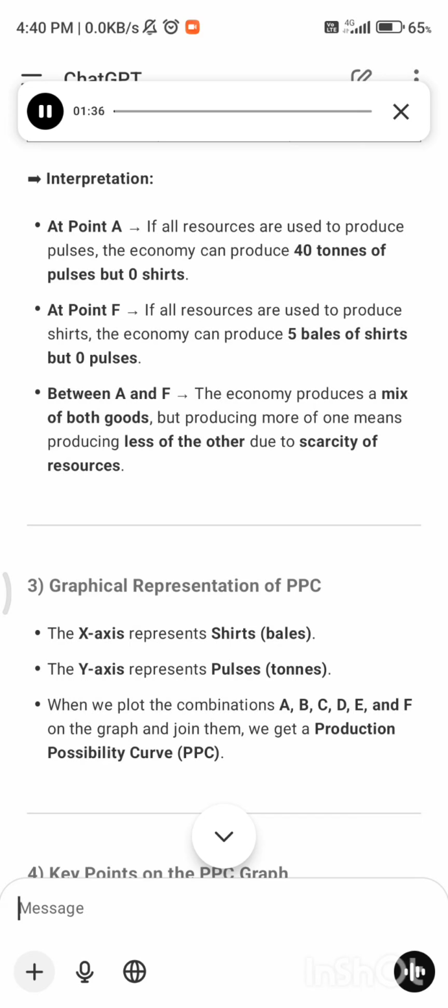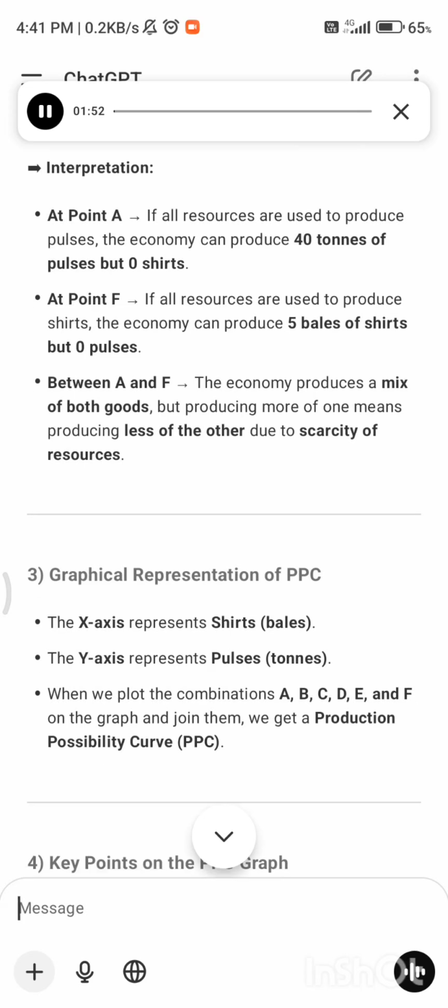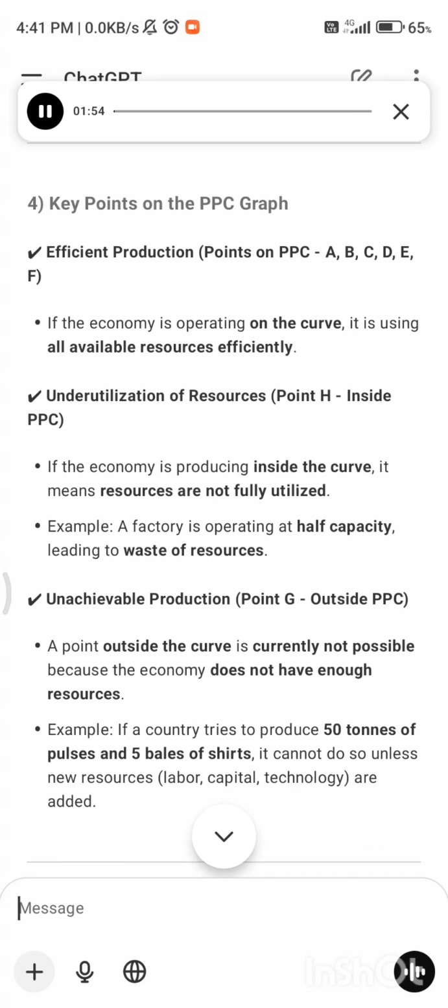3. Graphical representation of PPC. The x-axis represents shirts in bales. The y-axis represents pulses in tons. When we plot the combinations A, B, C, E, and F on the graph and join them, we get a production possibility curve, PPC.